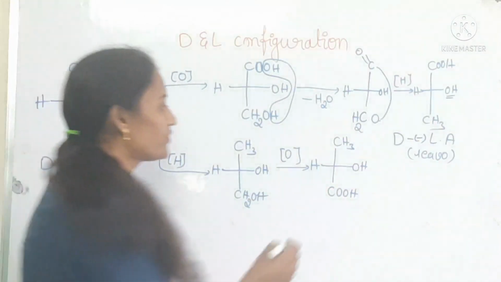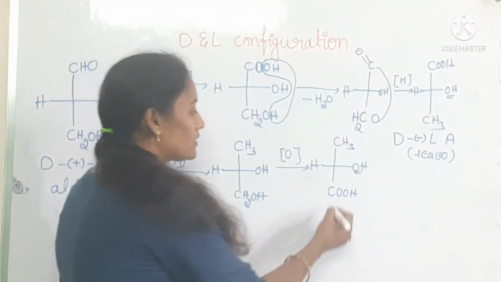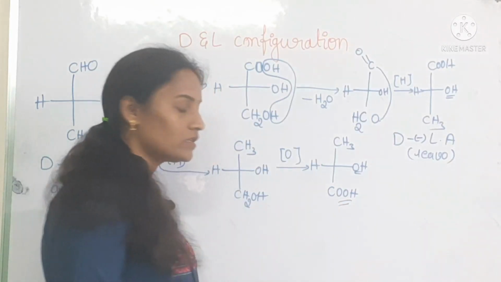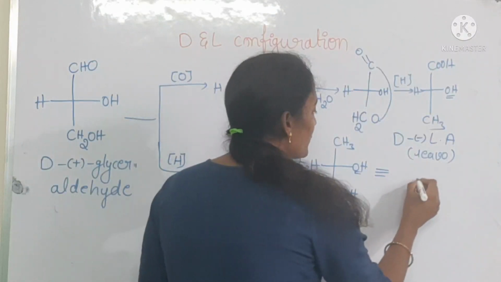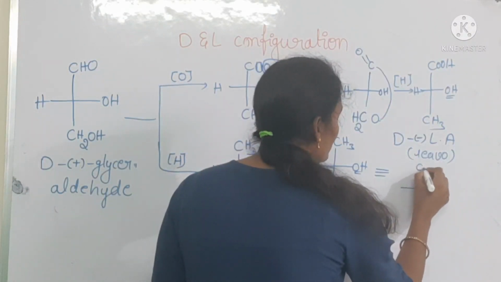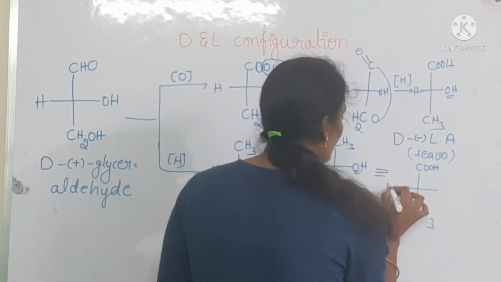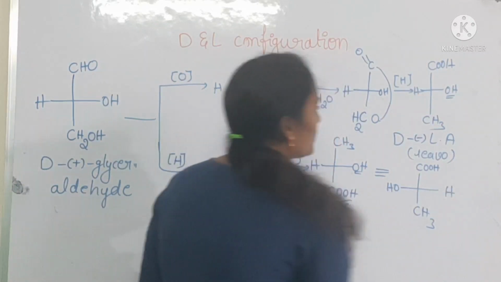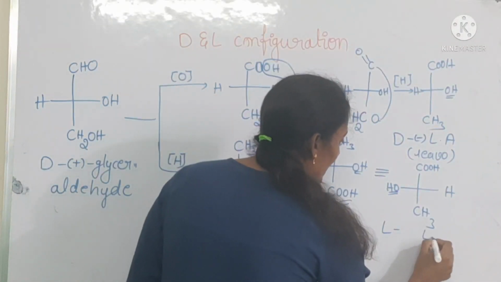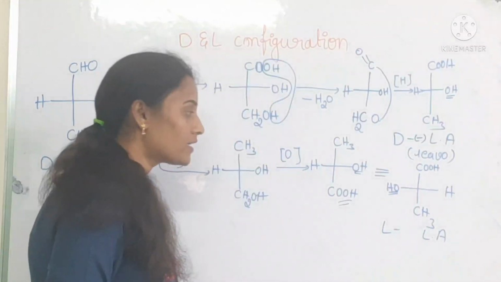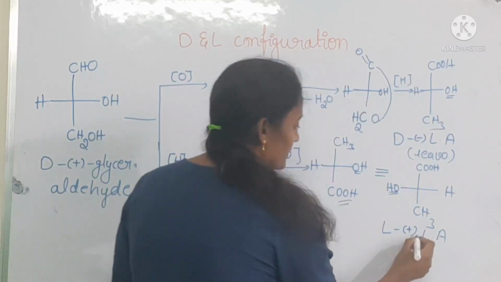It looks like a D configuration because OH is on the right side, but that is wrong, because the most oxidized group is at the bottom of this vertical line. That is wrong, so you can flip this molecule by 180 degrees, then the functional groups exchange their positions without disturbing their configuration. So the OH is on the left side, so it is the L-lactic acid. Under experimental conditions, it is the plus lactic acid, students.